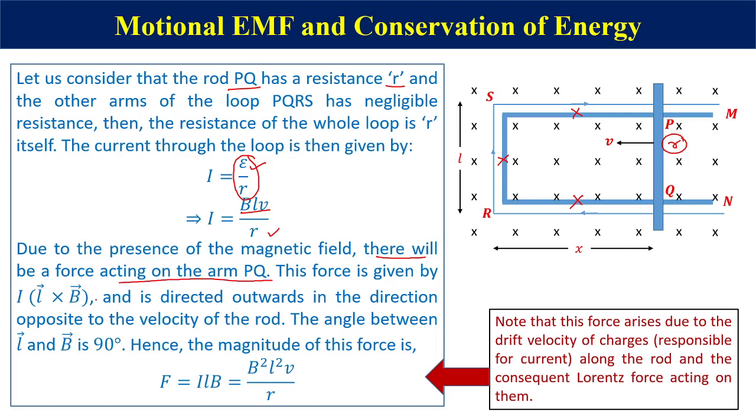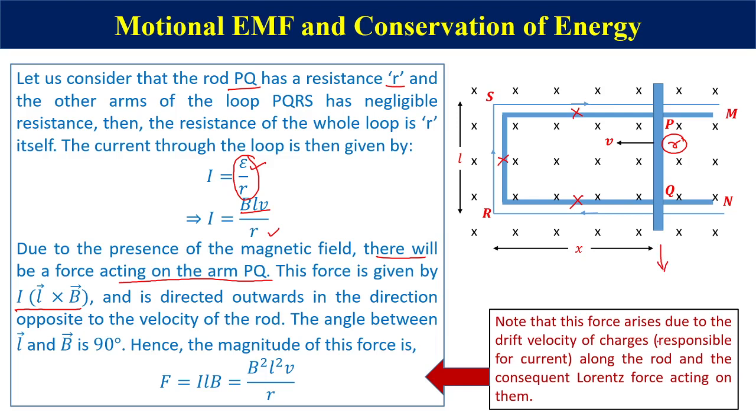Now this force is given by I (L cross B). Now these expressions will become clear to you whenever you read the magnetic field chapter well, or what is the magnetic force whenever a conductor moves in a magnetic field. So these expressions actually come from there. So this force which is acting on the conductor PQ is given by I (L cross B). Now remember, I have considered L to be positive in this direction.